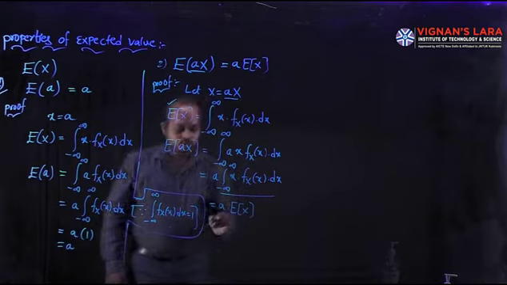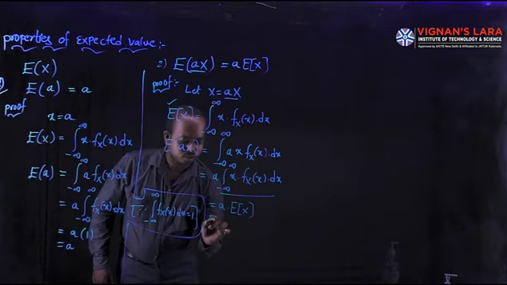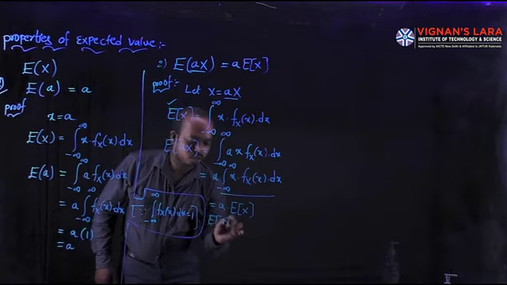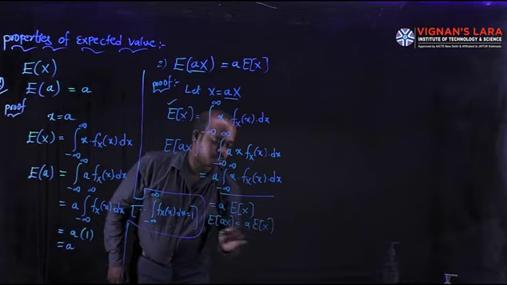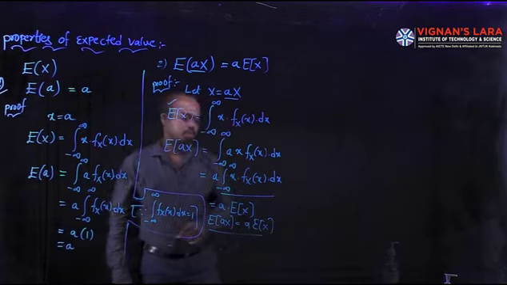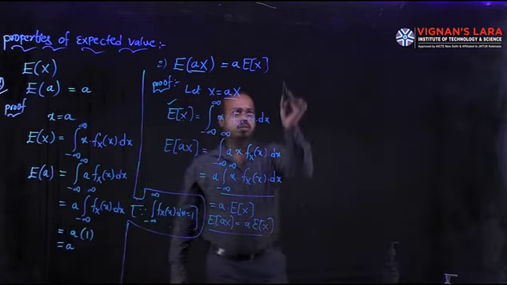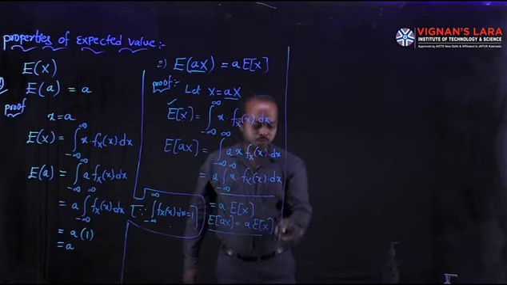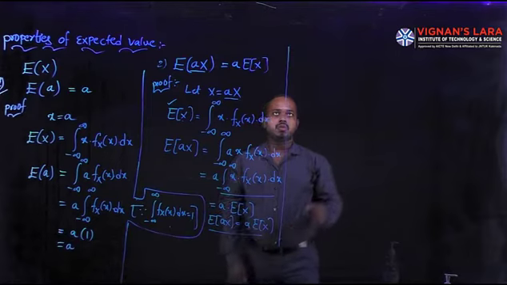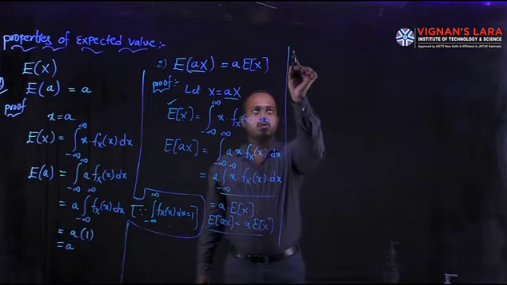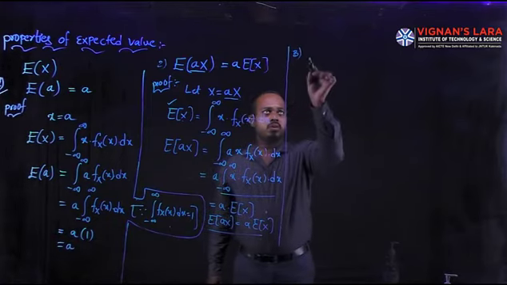This is the second property. The expectation of ax is equal to a into expectation of x. The second one. Coming to the next property. In the third property, we need to consider the linear equation. For this one, we are able to consider one linear function.